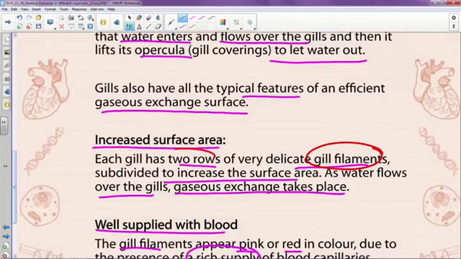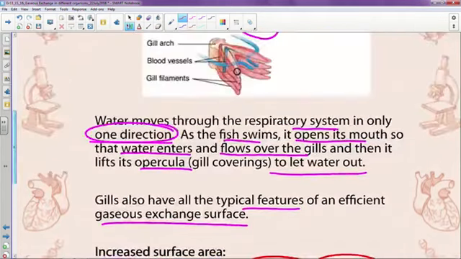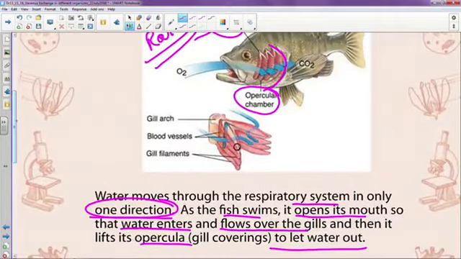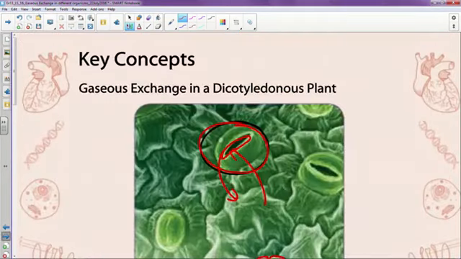Each gill has 2 rows of very delicate gill filaments subdivided to increase the surface area. As water flows over the gills, gaseous exchange takes place. If we go back to this image here, guys, here you're seeing the gill arches and the gill filaments. So these filaments increase the surface area. So let's get back to our questions to see if we're on point with that.